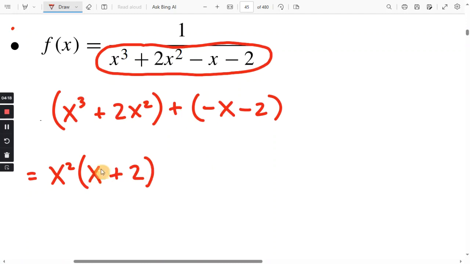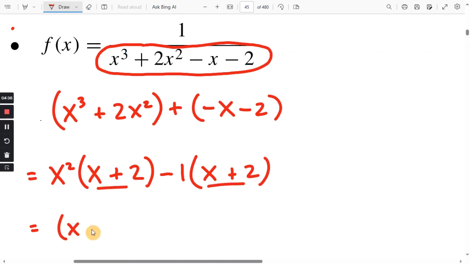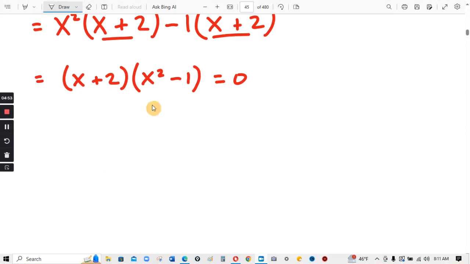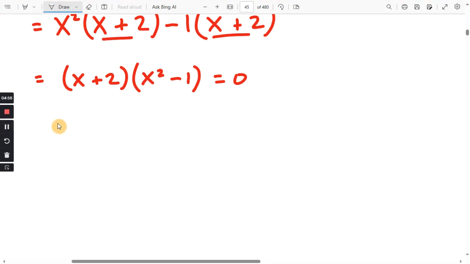Over here, we want positive x. Here we have negative x, so I'm going to factor out a negative 1. Negative x divided by negative 1 is x. Negative 2 divided by negative 1 is positive 2. Okay, and you can see now we have a common binomial in x plus 2. And we also have x squared minus 1. And we want to find the zeros, so set it equal to 0 because the denominator cannot be 0. All right, so anything times 0 is 0, so we can set each one equal to 0. All right, so we have x plus 2 equal to 0. And we have x squared minus 1 equal to 0.